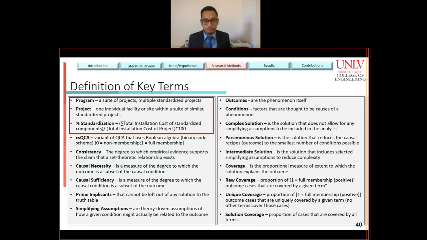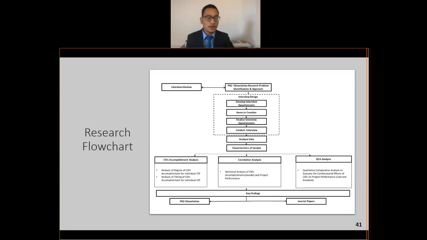All right, so let's start with the research flowchart. I conducted a comprehensive literature review, which helped me come up with the research problem and an approach, after which I designed the interview questionnaire, conducted the interview, and then analyzed the data for the results, which I'm going to discuss today. I've used it for my PhD dissertation. I have been using it and will use it in the future for journal papers as well.